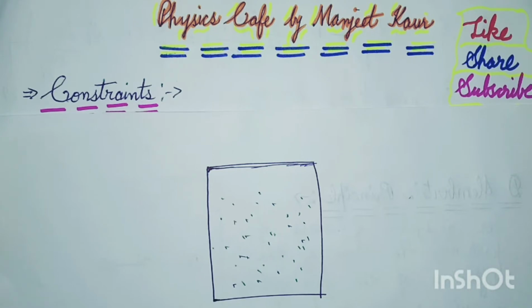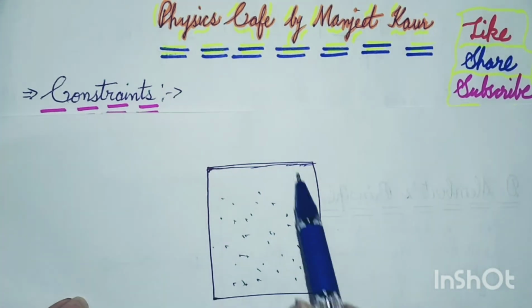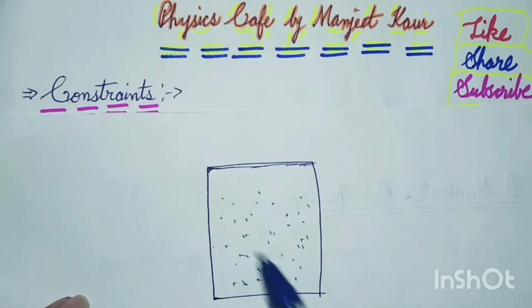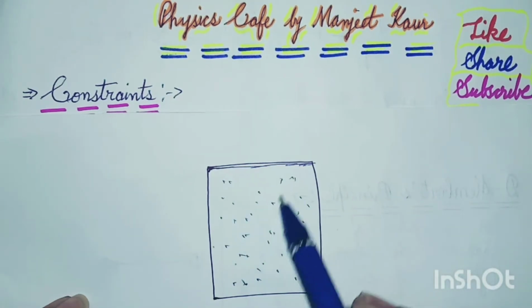So what are constraints? Constraints are the conditions that limit the motion of the system of particles. That means if we have a number of particles in a system, the particles are moved in the system. So who controls them? Constraints are the conditions that control the movement of the particles. Here we take an example. This is a gas cylinder in which a number of particles are moved.